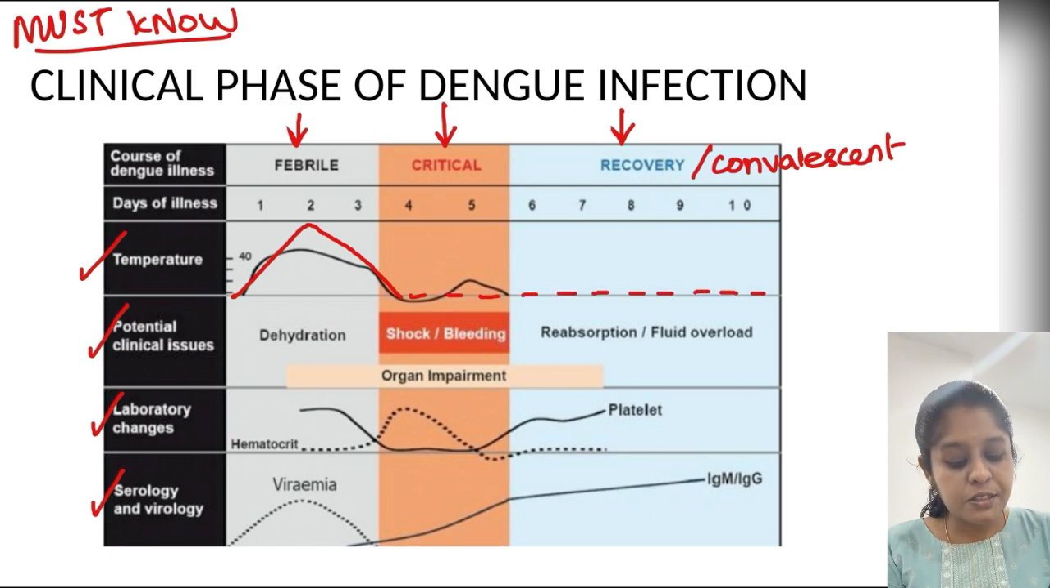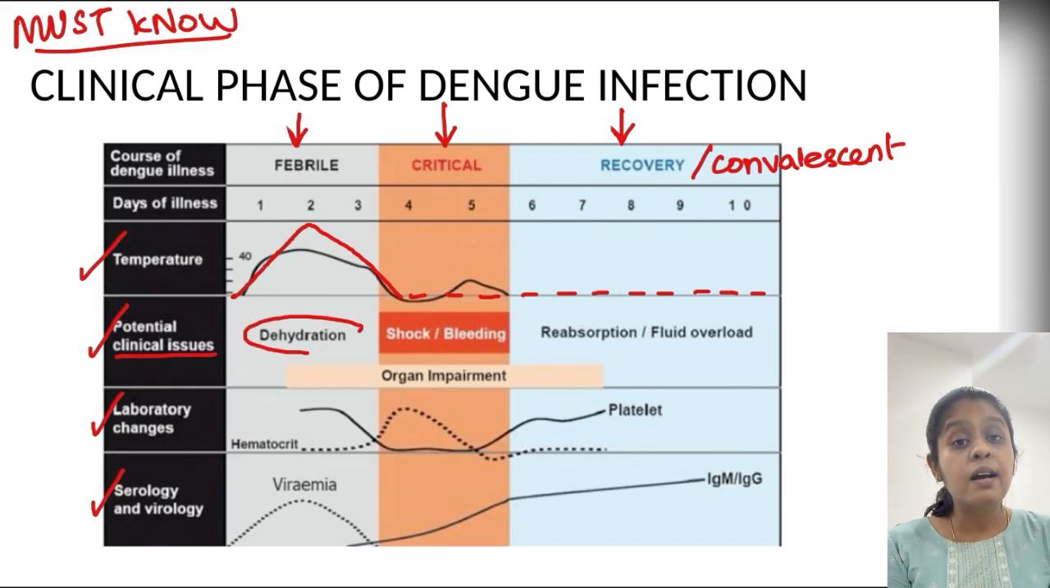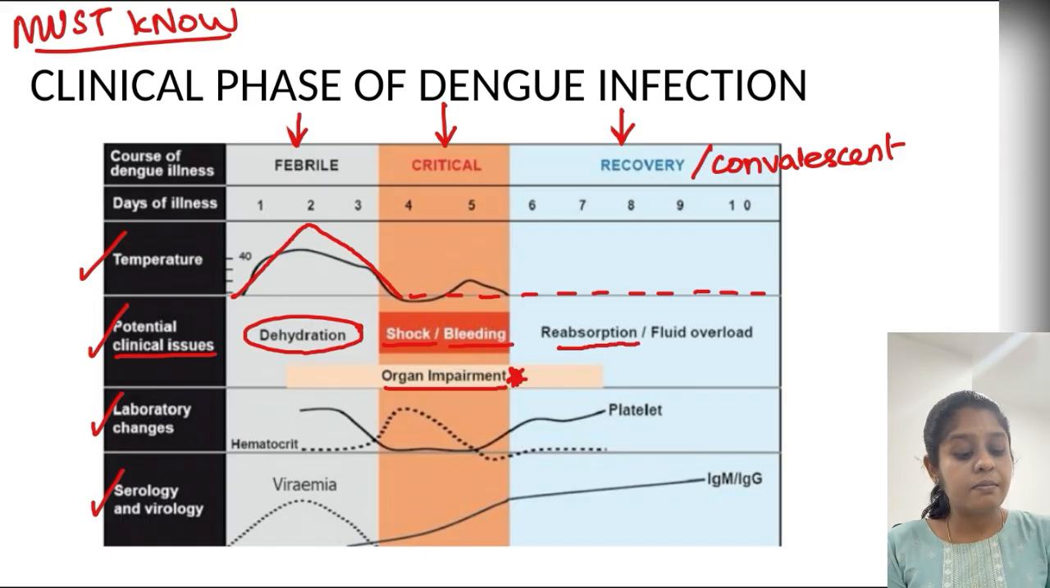Coming to the clinical issues, in the febrile phase there will be some dehydration, but there is no third space leaking. Coming to the critical phase, there will be excess third space leaking causing edema. There will be shock, there will be bleeding manifestation, and it can even lead to organ impairment. Slowly, once the dengue fever recovery happens, all the extravascular fluid will come back to the intravascular compartment. So there will be reabsorption and fluid overload in the third phase.